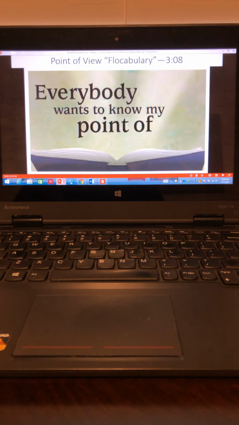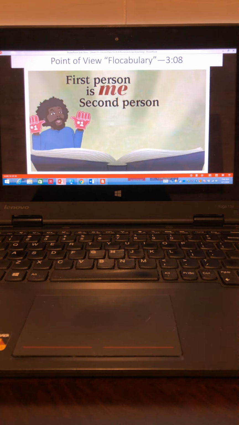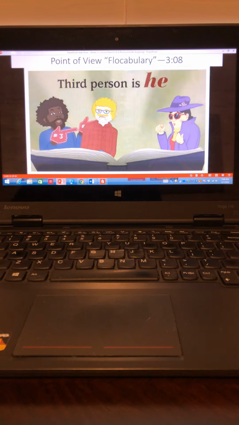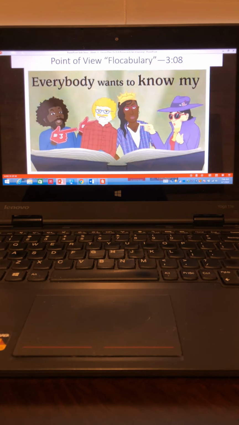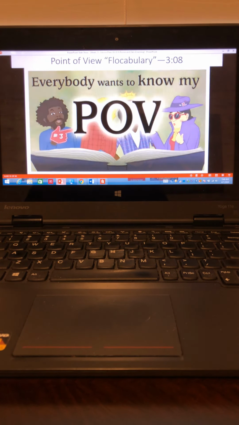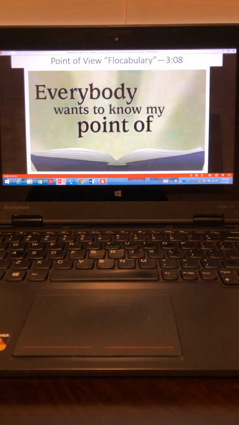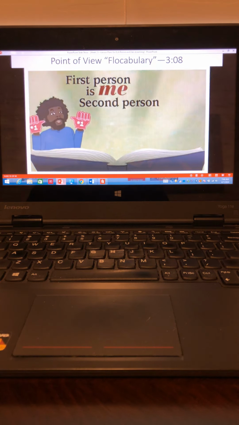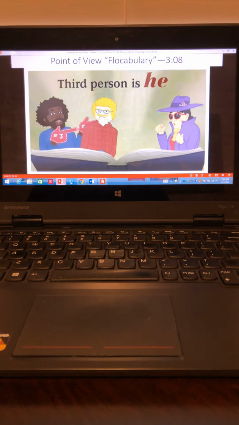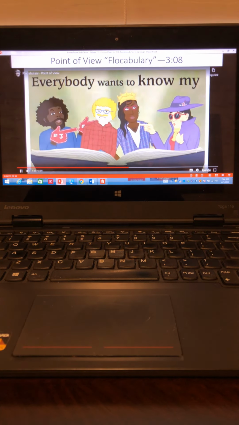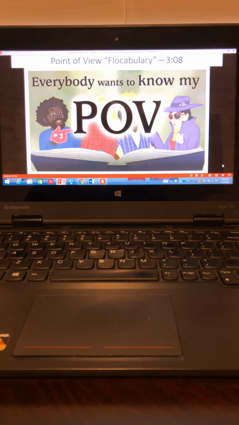Everybody wants to know my point of view. First person is me, second person is you. Third person is he, third person is she. Everybody wants to know my POV. Everybody wants to know my point of view. First person is me, second person is you. Third person is he, third person is she. Everybody wants to know my POV.